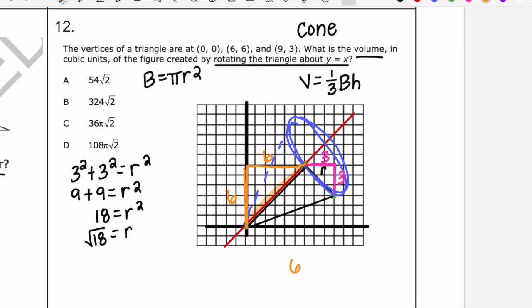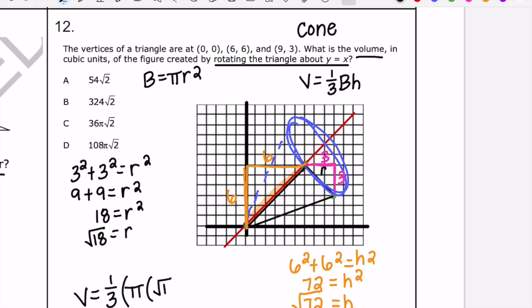And so at that point, we're going to say 6 squared plus 6 squared equals r squared. So we got 36 and 36, which is 72. We're actually not going to use r, we're going to use h because we're looking for the height. So now we know the height is going to be the square root of 72. Now I should be able to plug in everything I know. So I know that my volume is 1/3 times the base, which is pi times my radius, which we now have as the square root of 18 squared, times my height, which we know is the square root of 72.